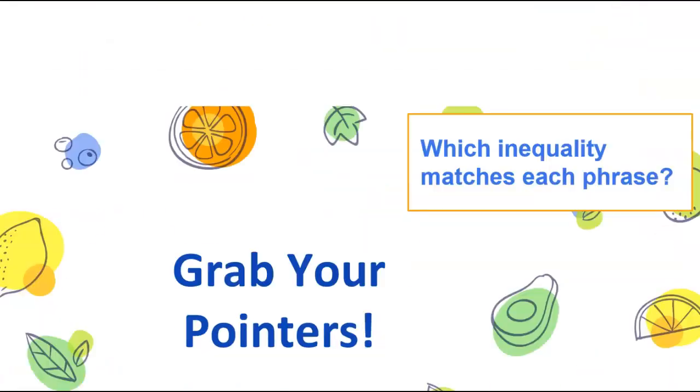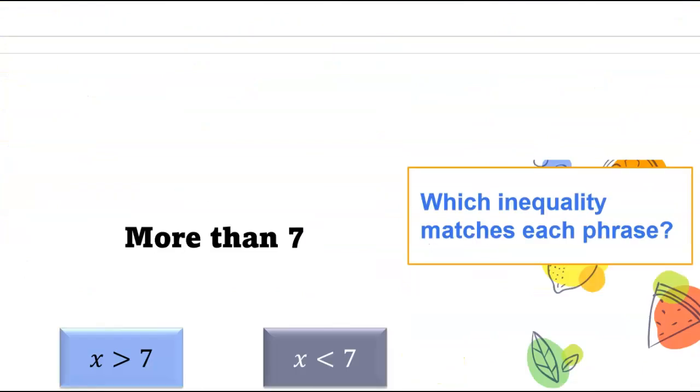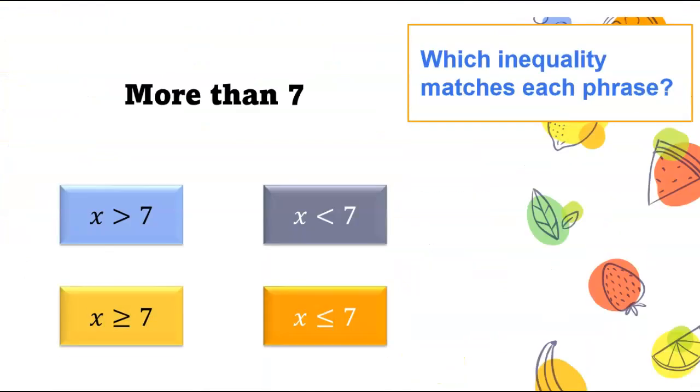But before we get started with that, we're going to look at some phrases, and we're going to ask which inequality matches each phrase. So we're just going to look at some phrases in isolation outside of stories and see if we can figure out what they mean in terms of inequalities. So we're going to start with more than 7. Which one of these shows more than 7?